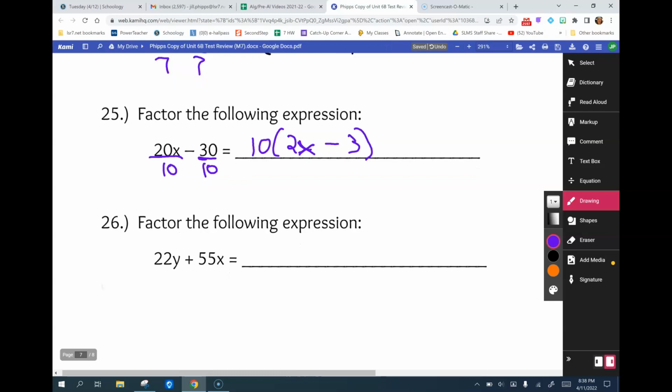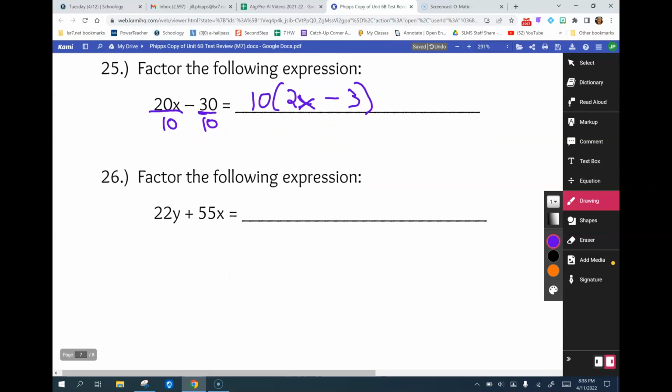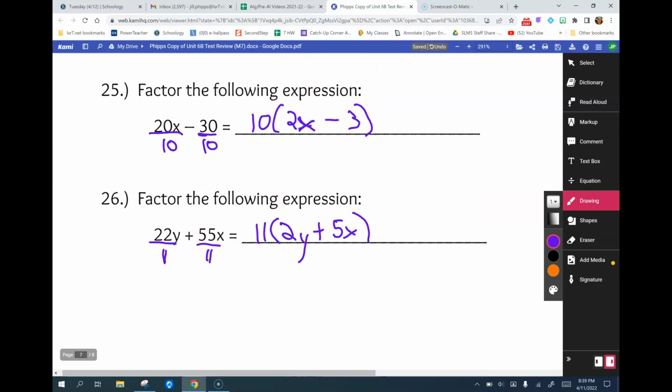Factoring is not hard. Look at number 26. What pops out at you? Well, they're double numbers, right? So what can they both be divided by? 11. Divide them both by 11. 22 divided by 11 is 2. 55 divided by 11 is 5. And they didn't have any variables the same. Good. So those are all the answers. Hopefully that helped.